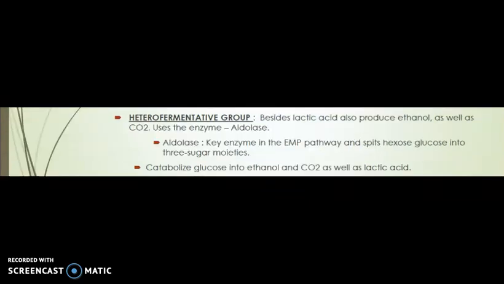Another one is the heterofermentative group of lactic acid bacteria. Besides lactic acid, it also produces ethanol as well as carbon dioxide, and it uses the enzyme aldolase. Aldolase is a key enzyme in the EMP pathway and splits the hexose glucose into a 3-sugar moiety. It catabolizes glucose into ethanol, carbon dioxide as well as lactic acid.